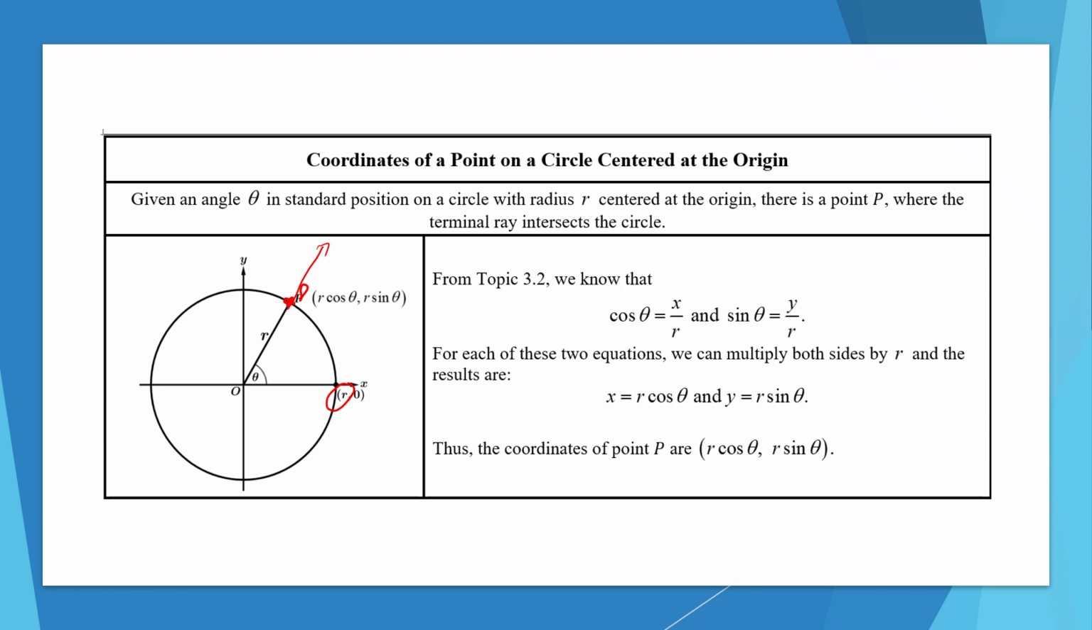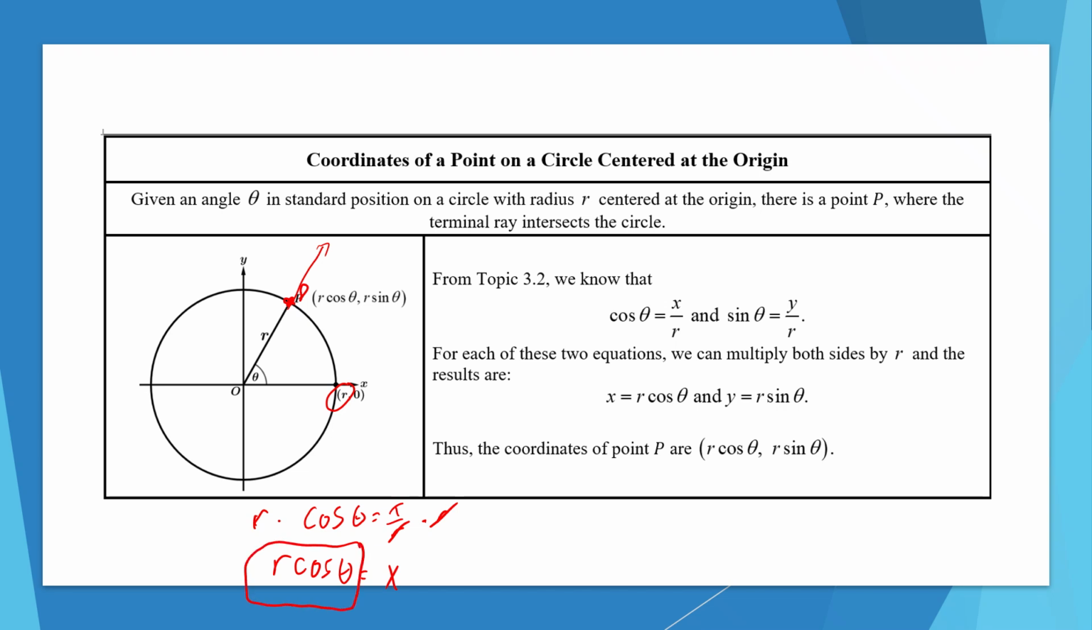Now, how do we know that? From 3.2, we remember that we had cosine theta equals x over r as a ratio. So let me write it here. Cosine theta equals x over r. Now let's just solve for x. If we multiply both sides by r, you would get r cosine theta equals just x, because the r's will cancel out on the right-hand side. This means our x coordinate is going to be our radius length times the cosine of that angle measure.